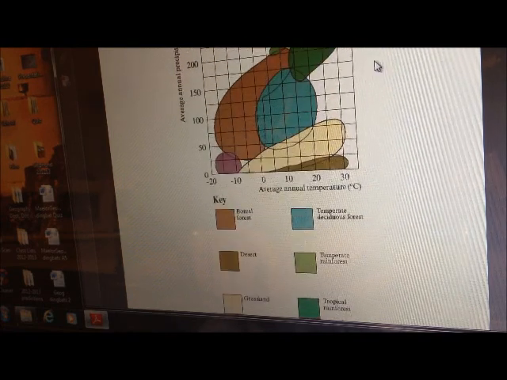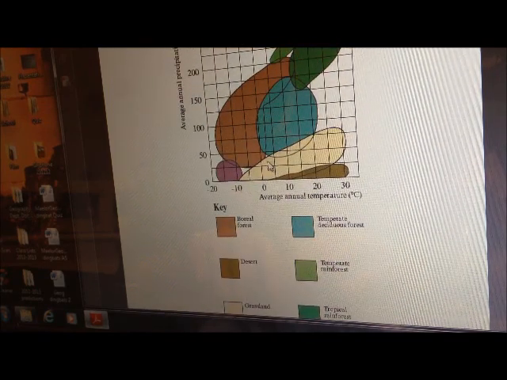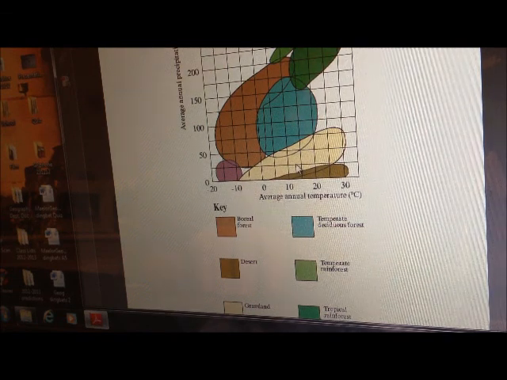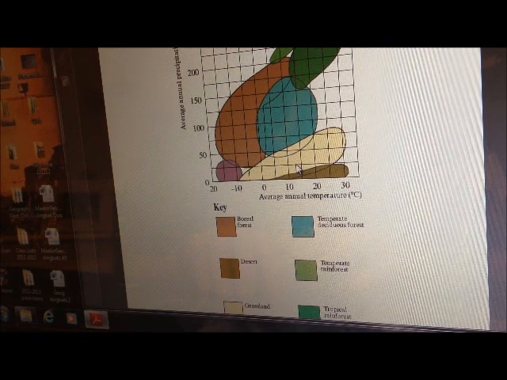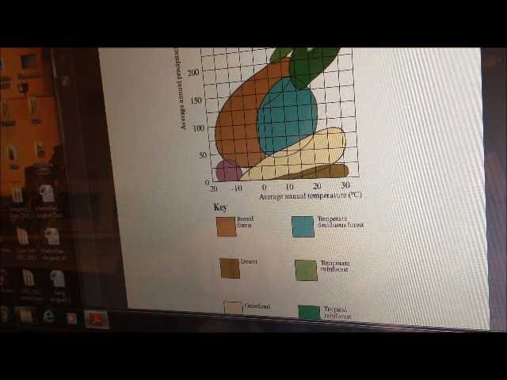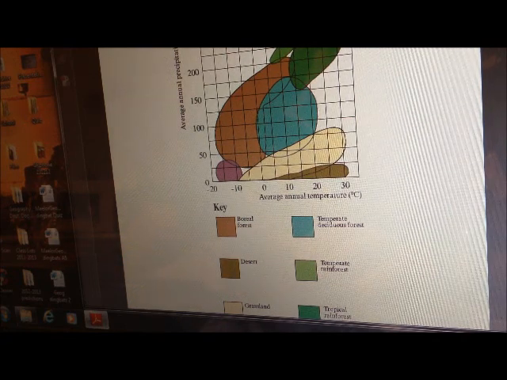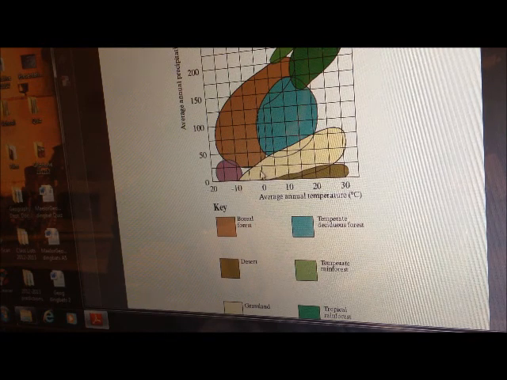So the tropical rainforest is this green area here, and then the grassland biome is that one there. So again, this is a compare, so you're using just the information from the graph. What they're looking for in allocating marks is first of all a description of the biomes. So for example, tropical rainforests have higher amounts of precipitation, and grasslands have a lower amount of rainfall.